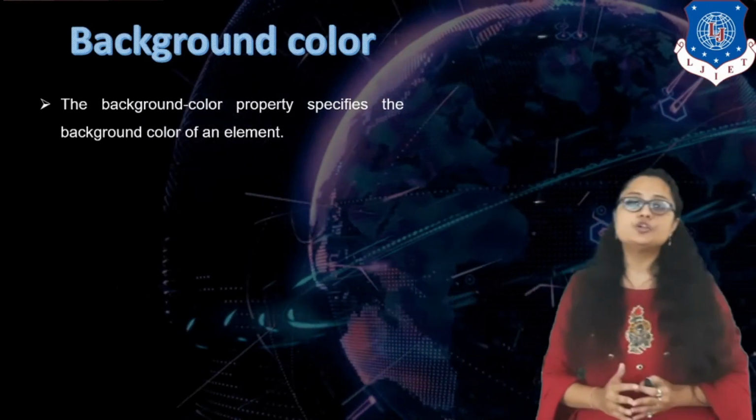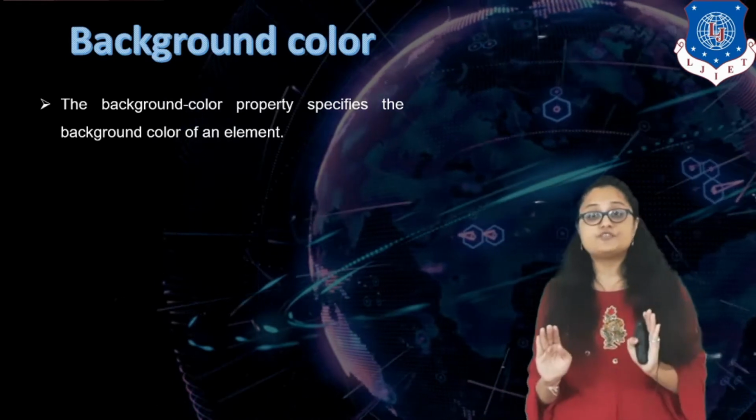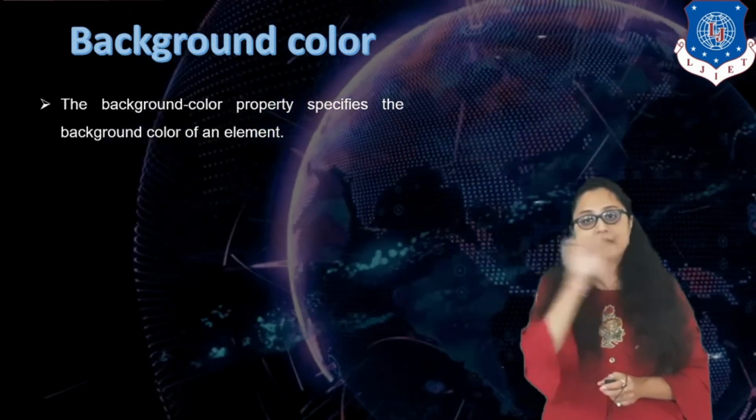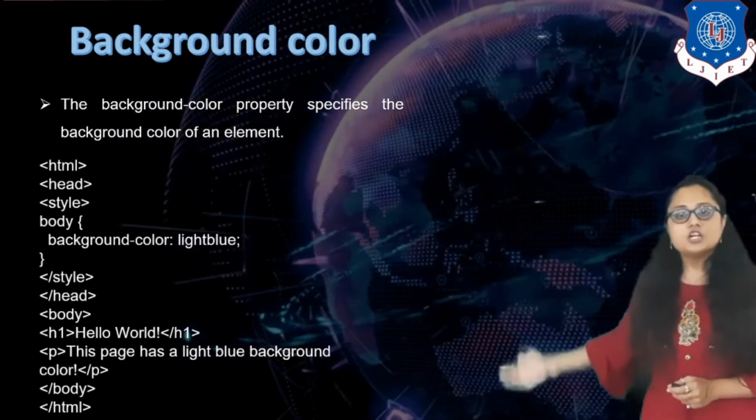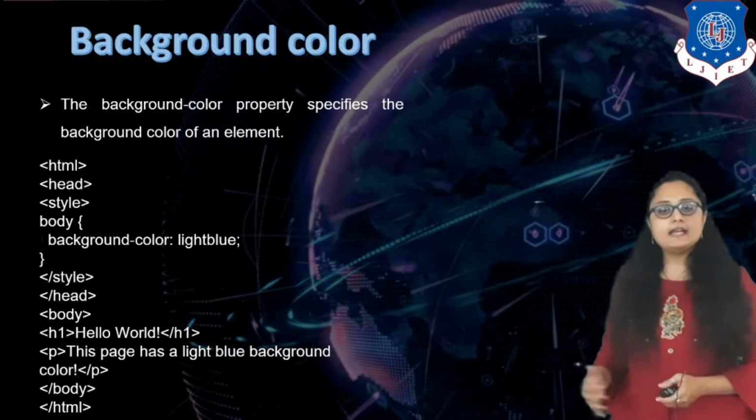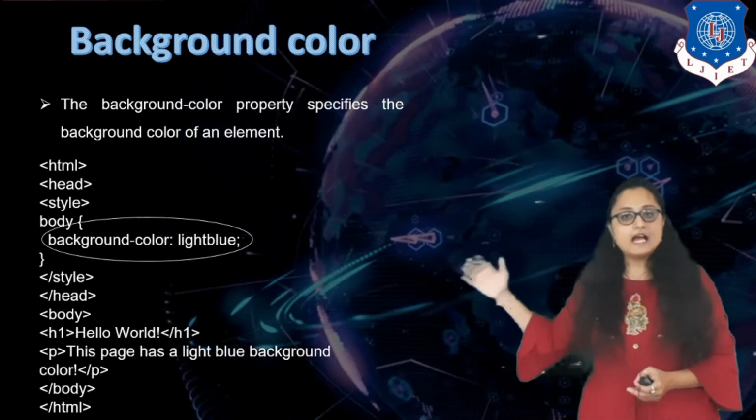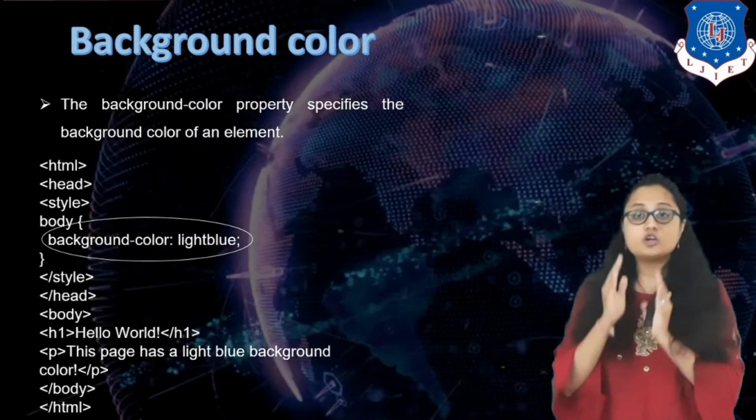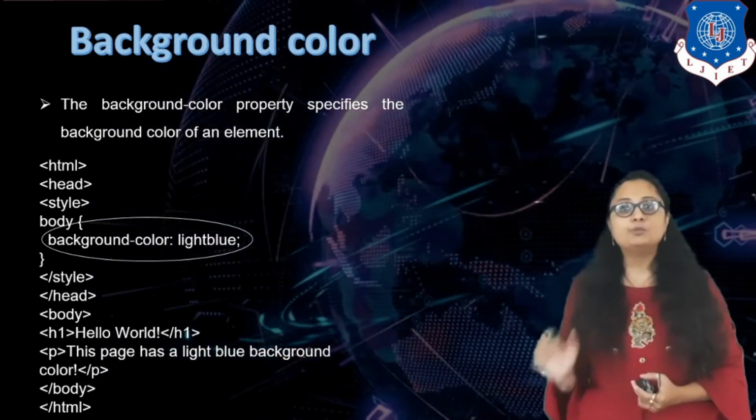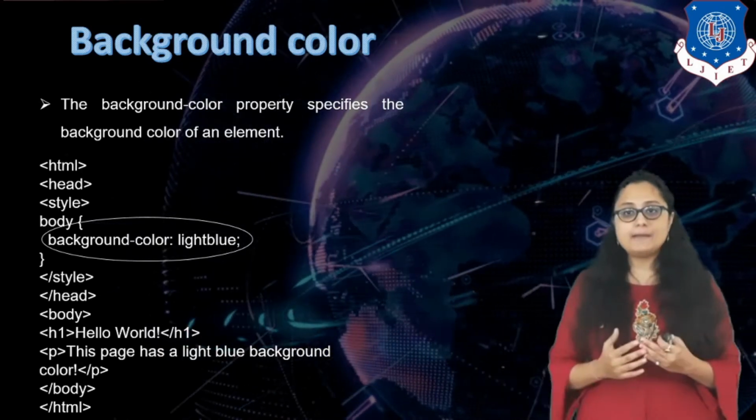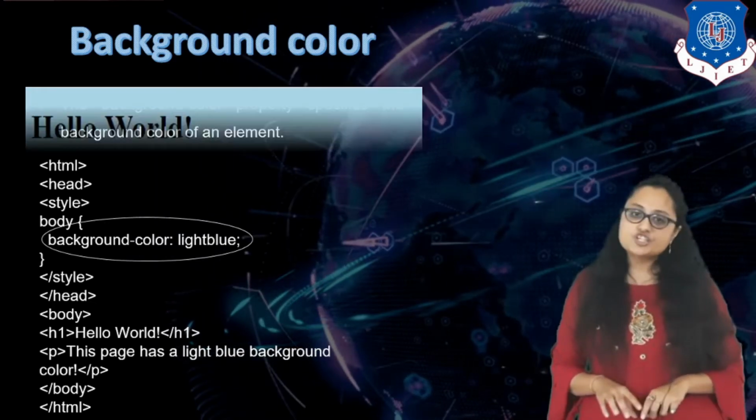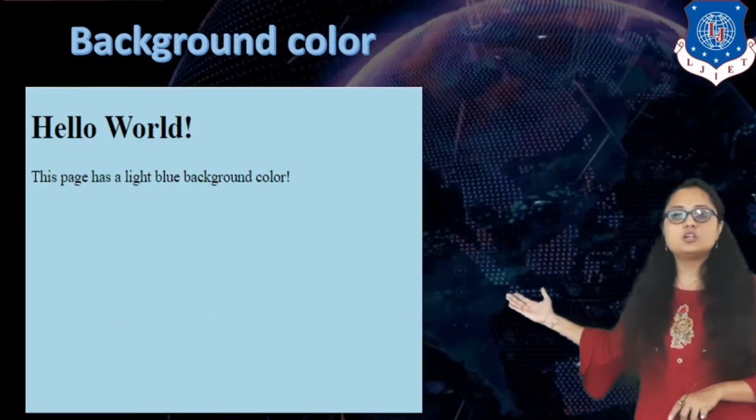I have already told you that background color does not specify the font color or text color, it explicitly specifies the background color of your element. Now for example, this is the syntax you can see, and here what I have done, yes, I have taken the body selector, and for the body selector what is the background color that I have chosen? Light blue. Okay, so what will happen, the whole HTML body will be covered in which color? It will be covered in light blue color, and this will be the output.